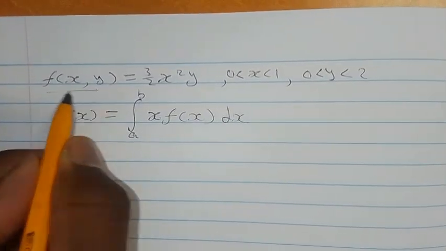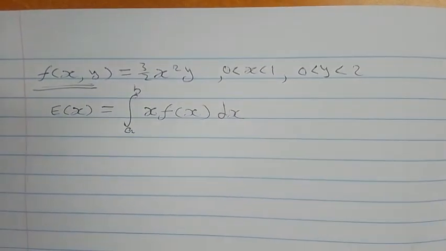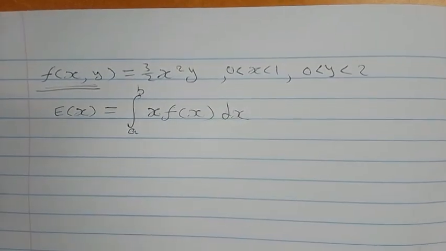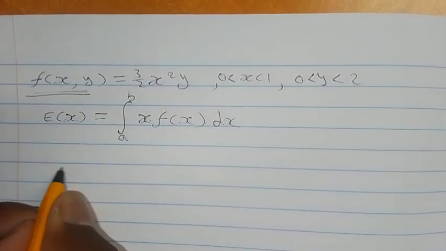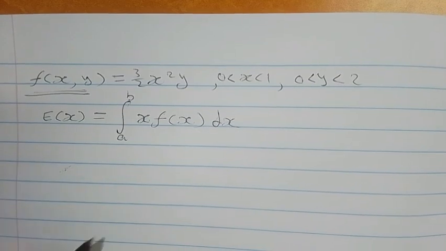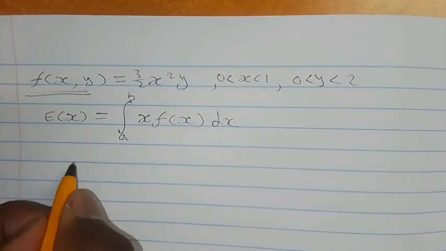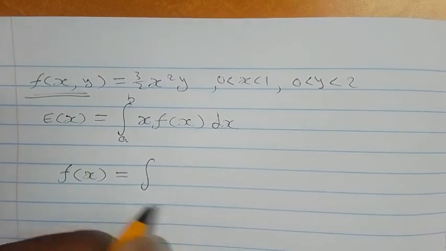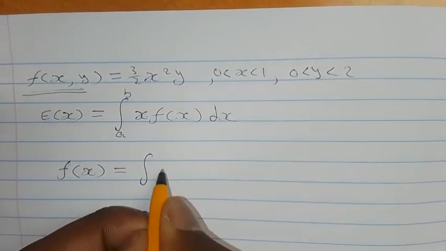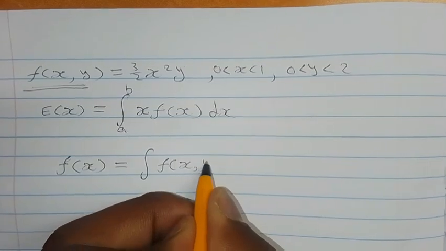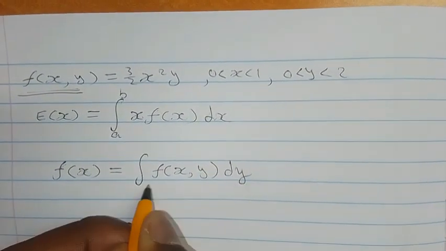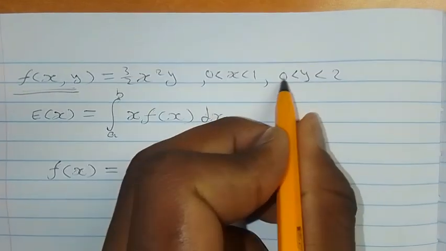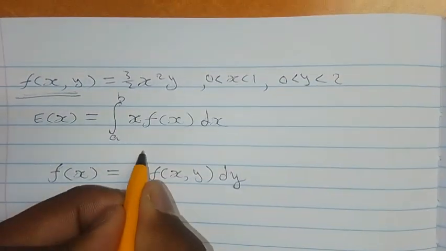But now realize that we have a joint density. So from here we must find the marginal density of x, and the only way we can do that is to integrate through all possible values of y. So let's find the marginal density of x. We integrate the joint density through all possible values of y, and y is between the interval 0 and 2.